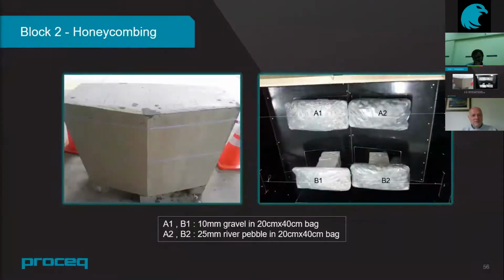Next one, we have a V-shaped block. Inside we built a honeycomb for stone back, right? So A1 and B1 use an aggregate size of around 10 mm aggregate. A2 and B2 use 25 mm aggregate. So some have small stone, some have big stone inside.